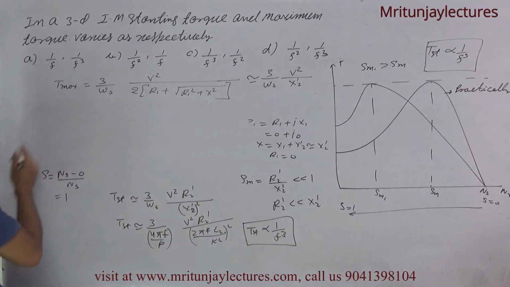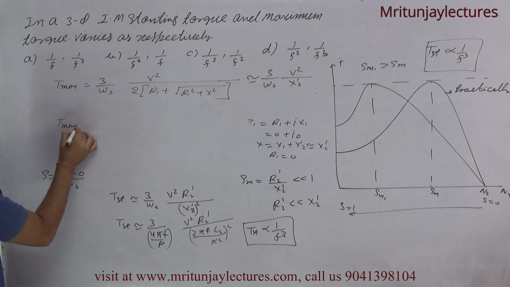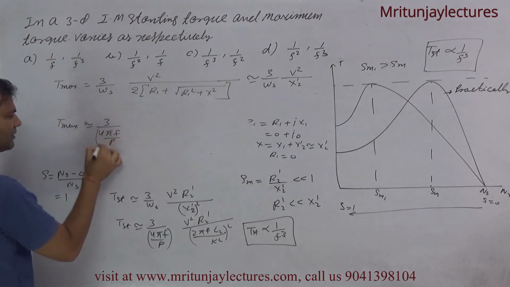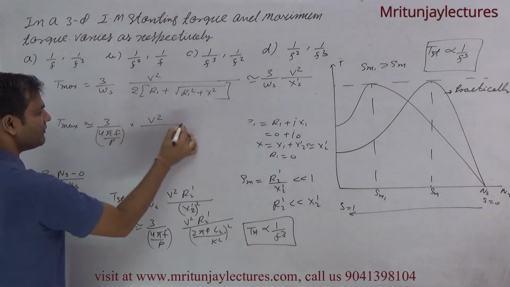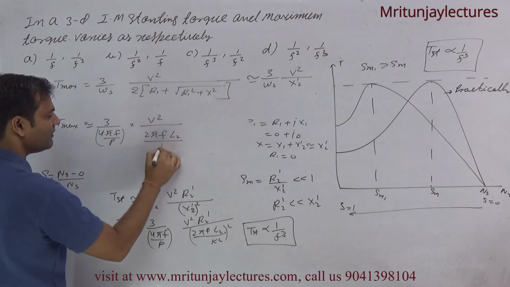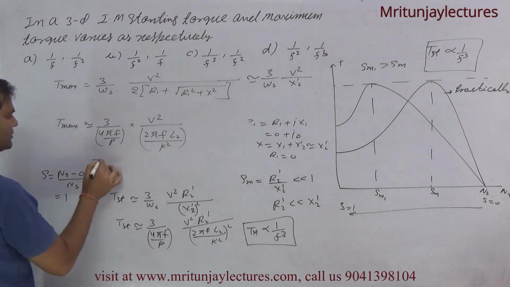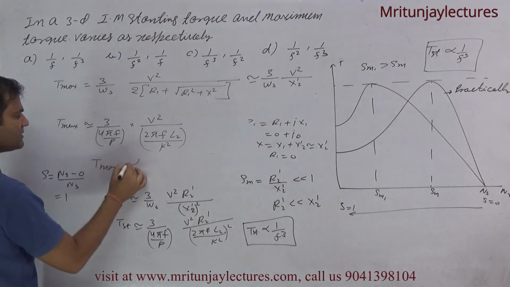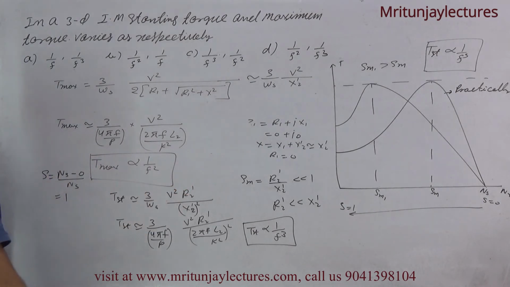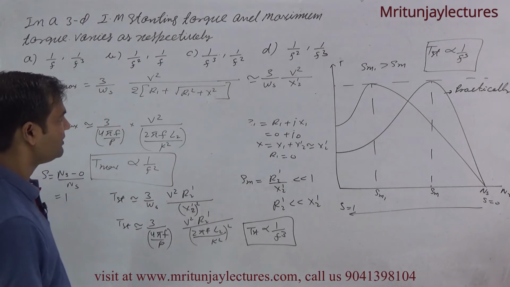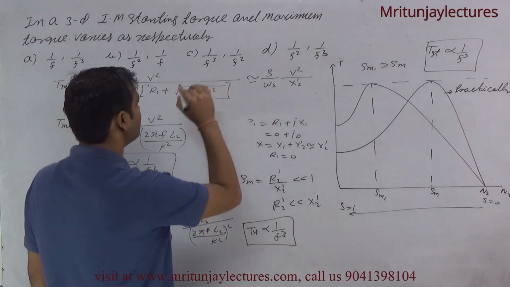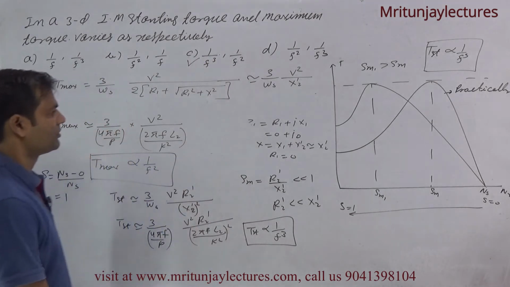So T max is also written as 3 upon 4 pi f by p and V square divided by 2 pi f into L2 divided by k, whole square. So T max is inversely proportional to f square, and starting torque is inversely proportional to f cube. So C is the correct option.